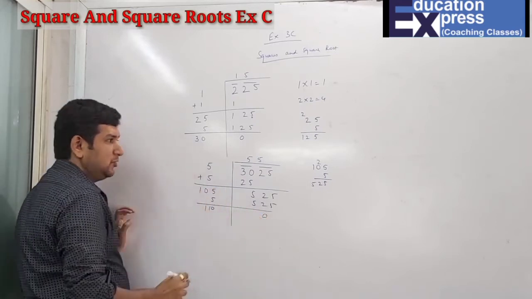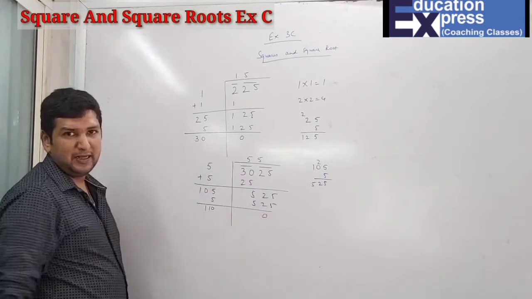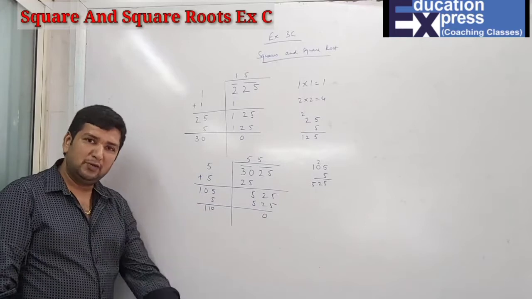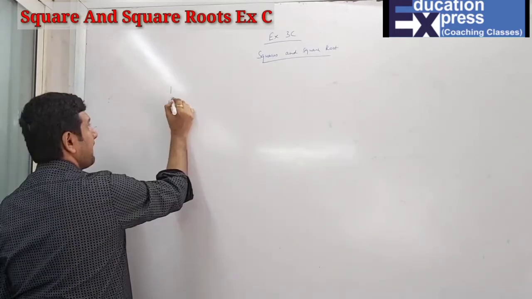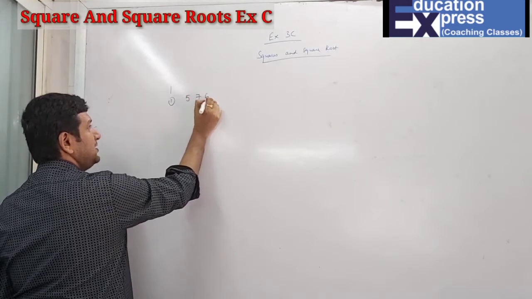And the answer is 0. 55 ka double is 110, answer is correct. So the same way we'll be doing now the sums from the exercise also. We'll start exercise 3C. The first sum, 576.